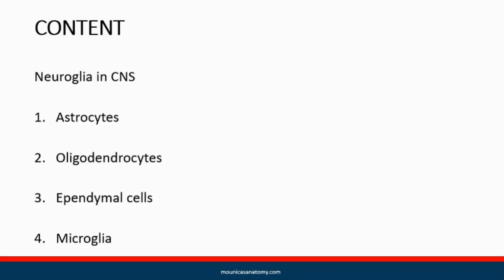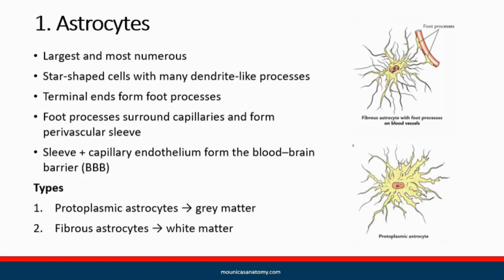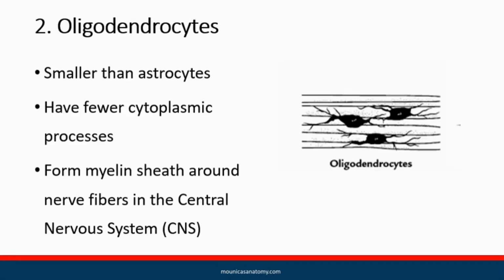Neuroglia Part 2. Let's study neuroglia in CNS, that is astrocytes, oligodendrocytes, ependymal cells and microglia. Astrocytes are largest and most numerous. They are star-shaped cells with many dendrite-like processes. Terminal ends form foot processes. These surround capillaries and form perivascular sleeve. Sleeve and capillary endothelium form blood-brain barrier. Types: protoplasmic astrocytes in grey matter, fibrous in white matter.